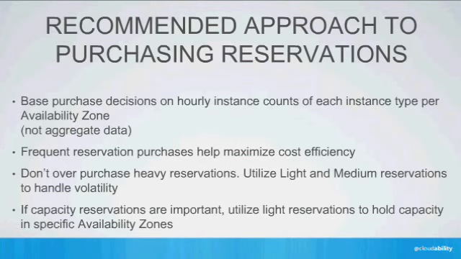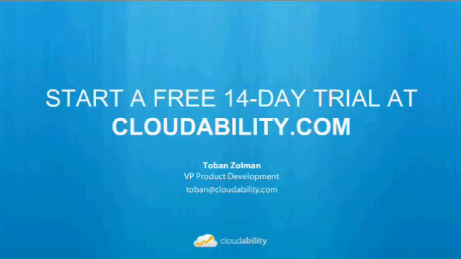And if capacity reservations are important to you, utilize light reservations to hold capacity in a different availability zone. So this helps if there's a run on demand, let's say in US East, and you had a few light reservations in US West, you would be at the front of the line to get your instances spun up in that other availability zone. So in a nutshell, that's how we go about calculating RIs.